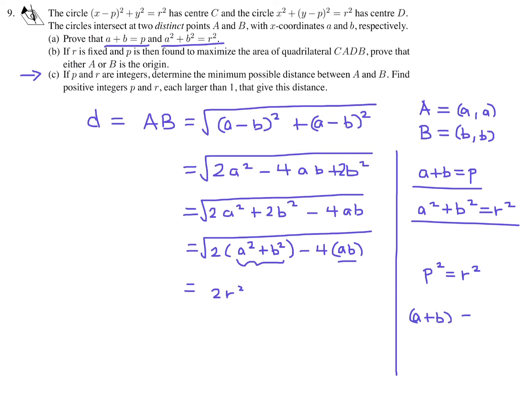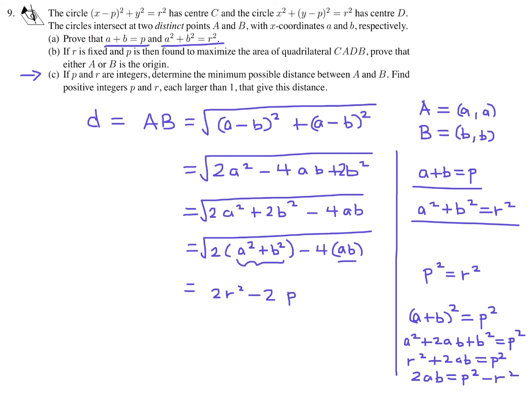So I'm going to multiply that in terms of itself, taking the square of it. And that's going to be a squared plus 2ab plus b squared is equal to p squared. And then a squared plus b squared is r squared, plus 2ab is equal to p squared. And then if I put the 2ab on one side, isolate it, I basically get p squared minus r squared. So this is minus 4ab, so I've got to take half of it: minus 2 times 2ab, which is p squared minus r squared, all under the square root sign.